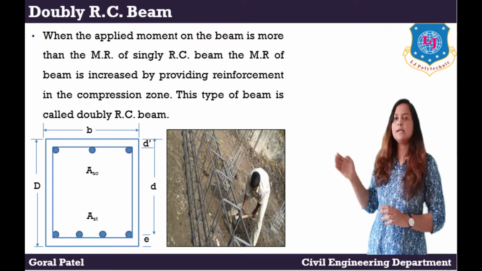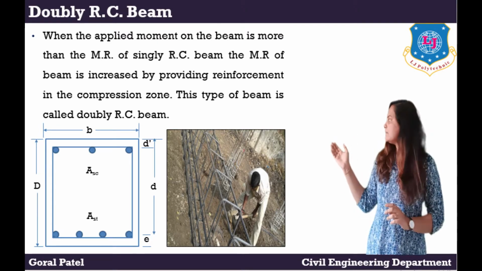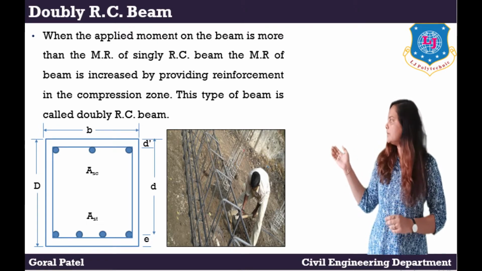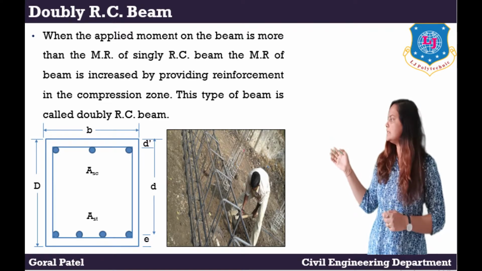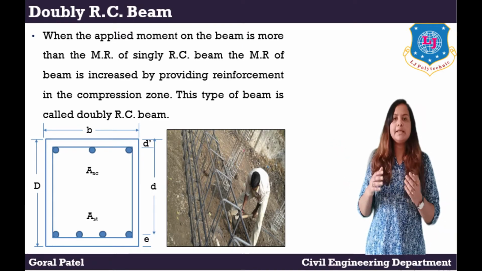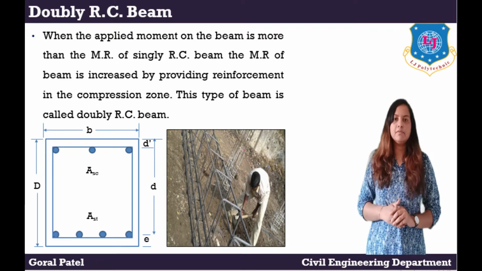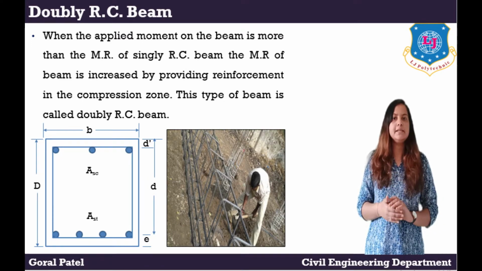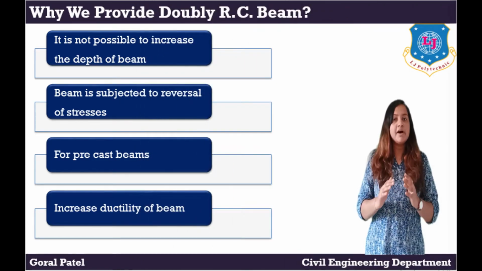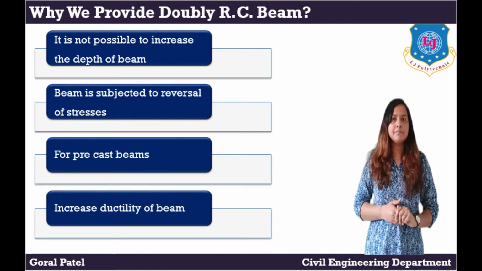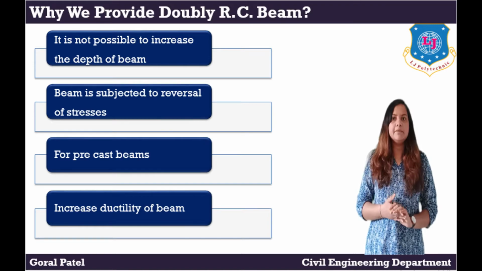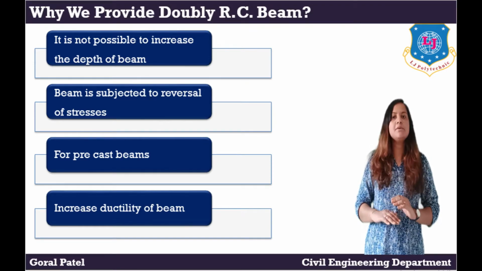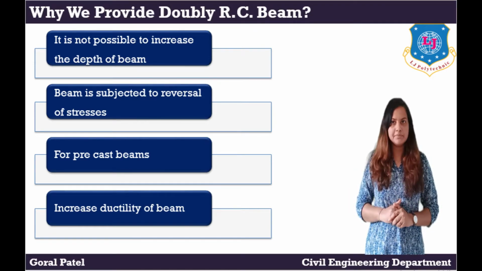Shown in the doubly reinforced beam section, here B is equal to width of beam, small d is equal to effective depth, capital D is equal to overall depth, small e and e dash are equal to effective cover, AST and ASC are equal to area of steel in tension and area of steel in compression. Why do we provide a doubly reinforced beam? Doubly reinforced beams are provided in order to increase the moment carrying capacity of the section.